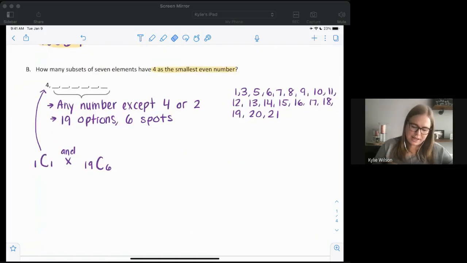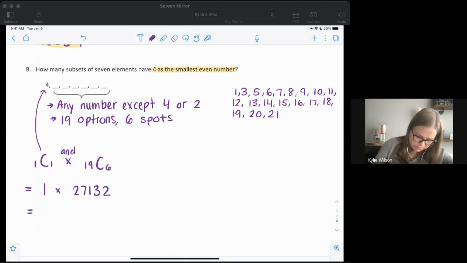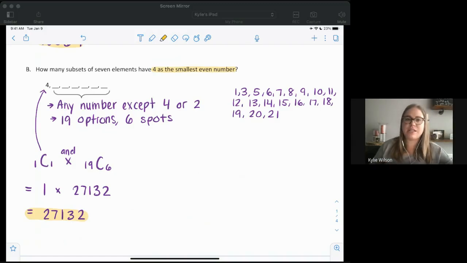All right, so now I can put those in my calculator. So only one way to ensure 4 is picked, which makes sense, but that's where that comes from. And then 19 choose 6 is 27,132. So we just get 27,132. So that's how many ways we can have 4 as the smallest even number. Okay.